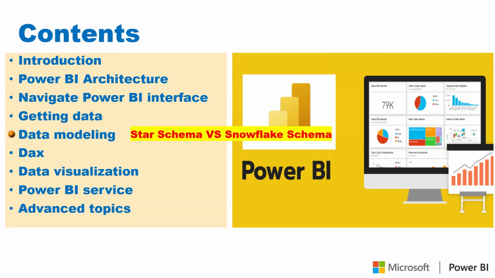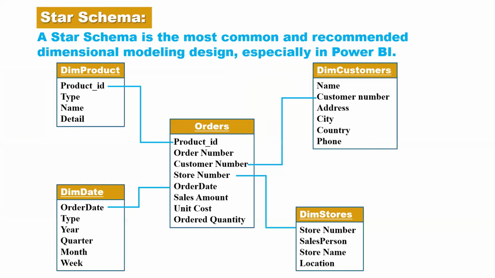The star schema. The star schema is the most common and most recommended dimensional modeling design, especially for Power BI. It consists of one central fact table connected to several dimension tables, forming a structure that resembles a star, the fact table in the center with dimension tables surrounding it.